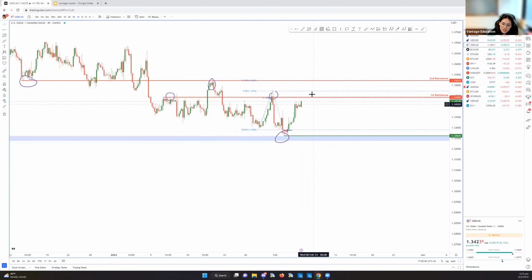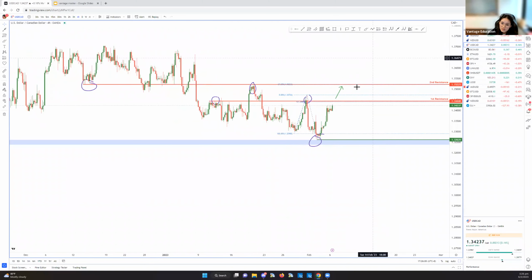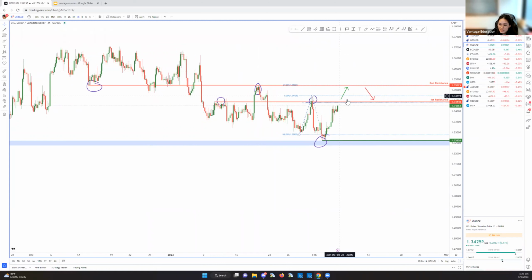Once price breaks through our first resistance level, we can expect price to rise towards our second resistance. And once price has reached our second resistance, there's a high chance that because of the confluence area, price could reverse off of this level. But of course, price first needs to break our first resistance and reach our second resistance before it can reverse off it.